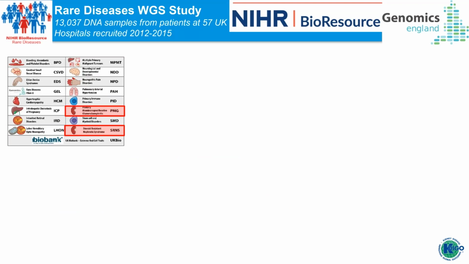So to study this, in collaboration with colleagues across the UK, studying a large number of rare diseases shown in this table here, including neuropathic pain diseases, intrahepatic cholestasis of pregnancy, and hypertrophic cardiomyopathy, we undertook whole genome sequencing in a total of 13,000 people.